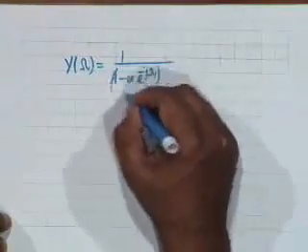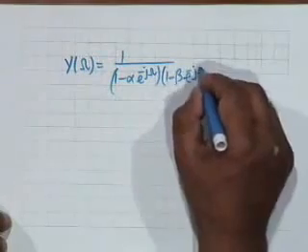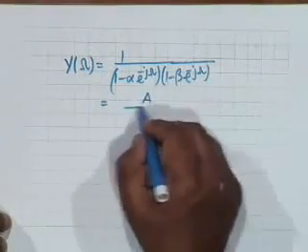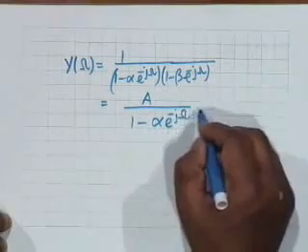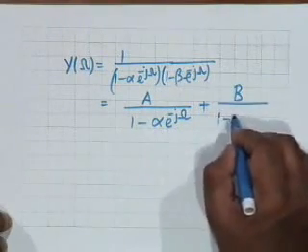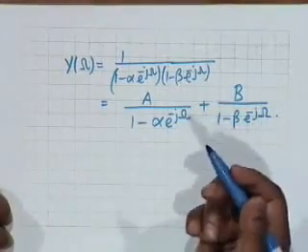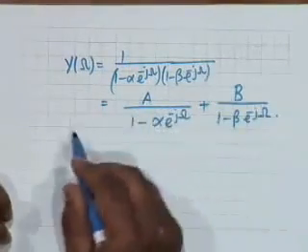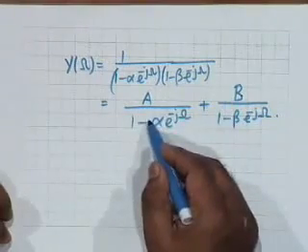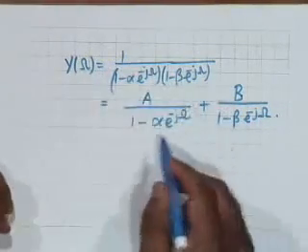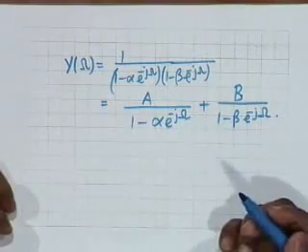One can easily show that, let me write this again, Y of omega is 1 by 1 minus alpha e to the minus j omega, 1 minus beta e to the minus j omega, and this is equal to a divided by 1 minus alpha e to the minus j omega plus b divided by 1 minus beta e to the minus j omega. To find out a and b, we can apply different techniques. We can take the numerator, a times this plus b times this, and equate to 1, or we can multiply both sides by 1 minus alpha e to the j omega.